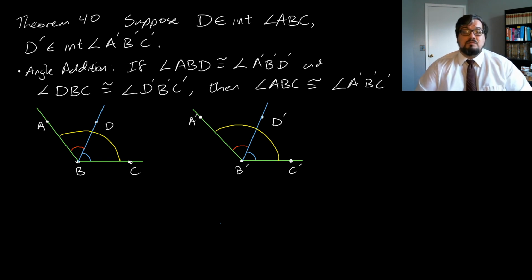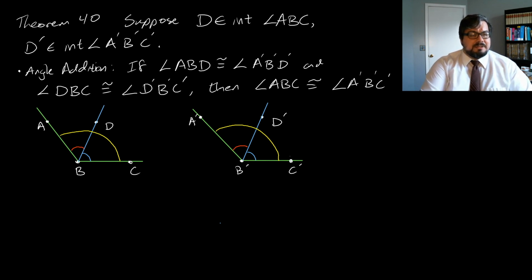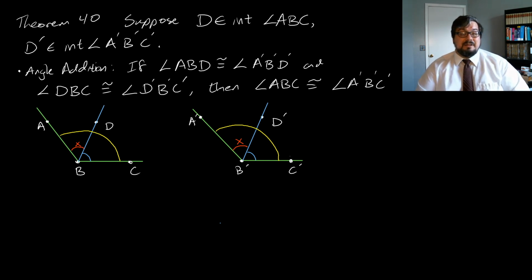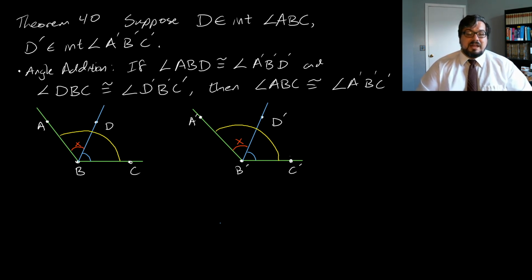Rather than go through a proof of this, let's just look at how it would go really briefly. First of all, since angle ABD is congruent to angle A prime B prime D prime, that means they have the same measure. That's the only thing it means. That's what congruence of angles means. So whatever number is the measure of angle ABD, we'll call it x, is also the measure of angle A prime B prime D prime. Similarly, the measure of angle DBC and the measure of angle D prime B prime C prime are the same.